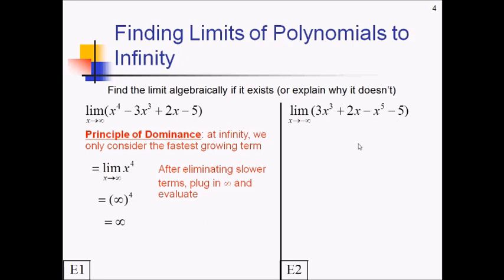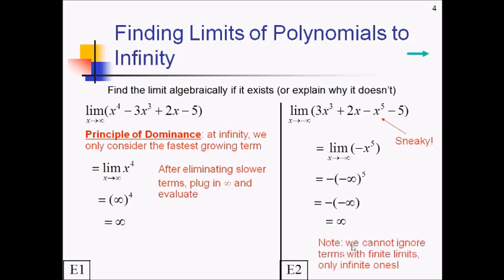Alright, so hopefully you noticed that the fastest growing term on this one was hidden in here, this x to the fifth, a little bit sneaky there. So we're going to rewrite this as the limit as x approaches negative infinity of negative x to the fifth. Plugging negative infinity in there now, we get to use some sign rules. Negative to an odd power just gives us another negative, negative infinity in this case. Multiplying that by the negative out here, we now have a positive infinity. So one little thing before we leave this page, and that is to remember that you can't ignore terms with finite limits. This only works with infinite limits.